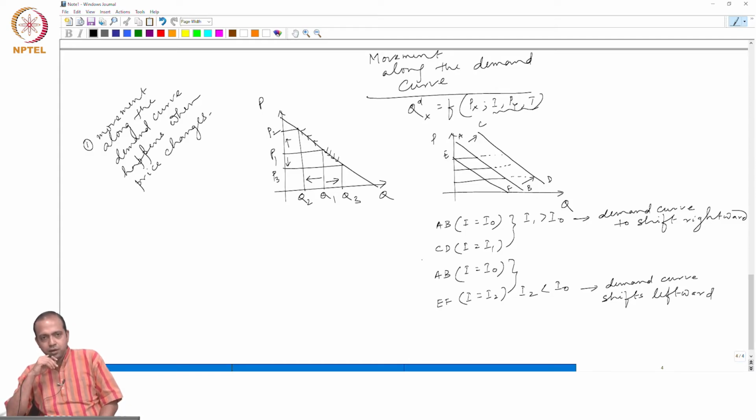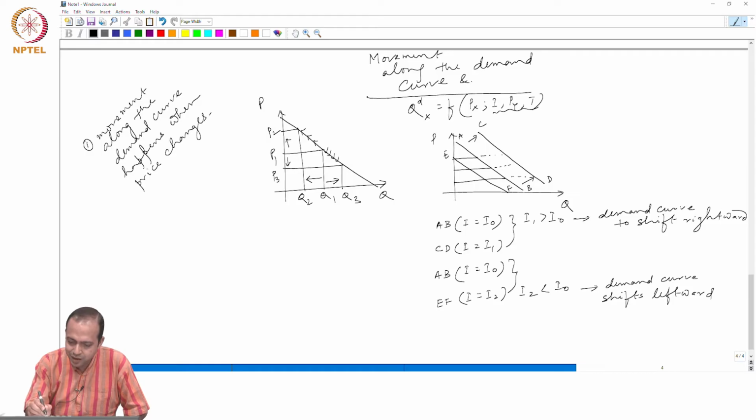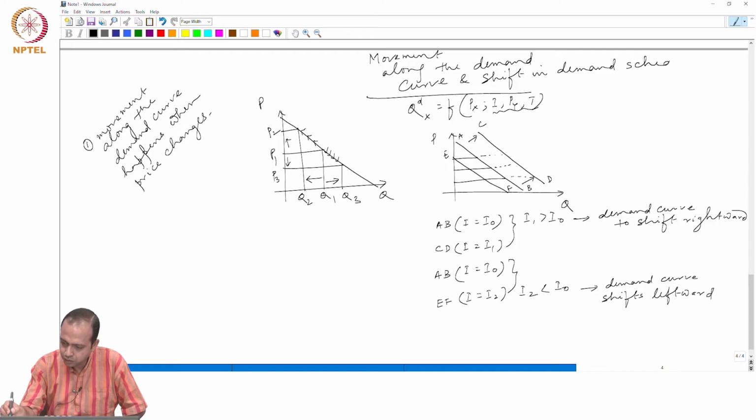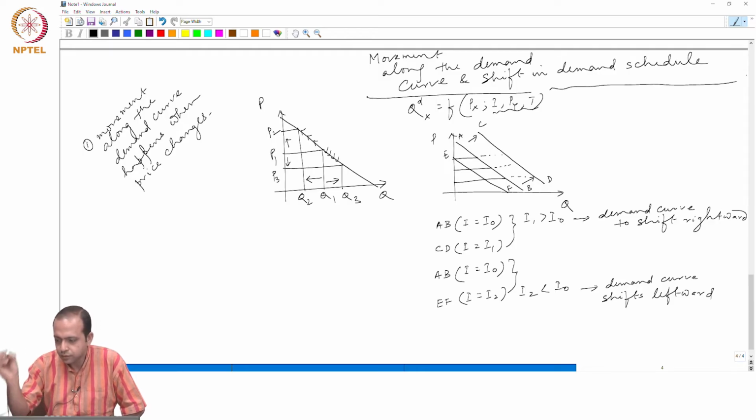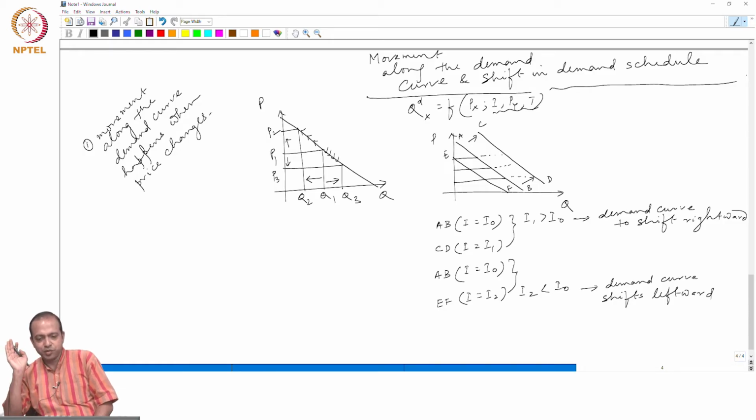Okay, right? So, that means one thing we have learned here: movement along the demand curve and shift in demand schedule. These are the two things. So, shift will happen when the parameters change. Movement along the demand curve will happen when there is a change in price. Same thing will happen when price of related product changes. That was also considered as a parameter.